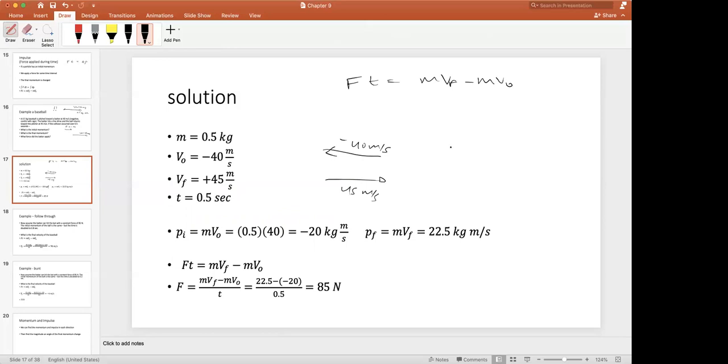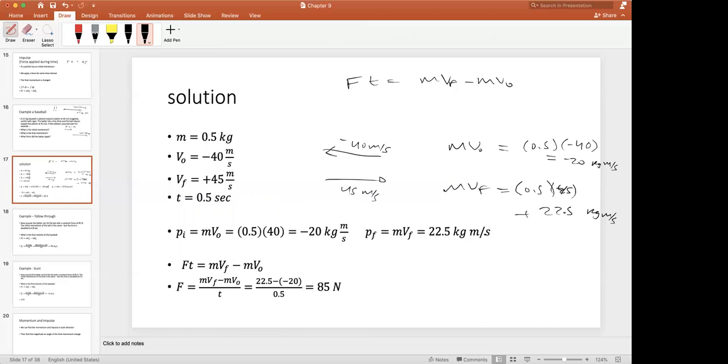What is MV final? What is MV initial? MV initial is just the mass, 0.5, times the initial, negative 40. This is negative 20 kilogram meters per second. We have that done here. This is 0.5 times 45, which is 22.5 positive momentum, kilogram meters per second.